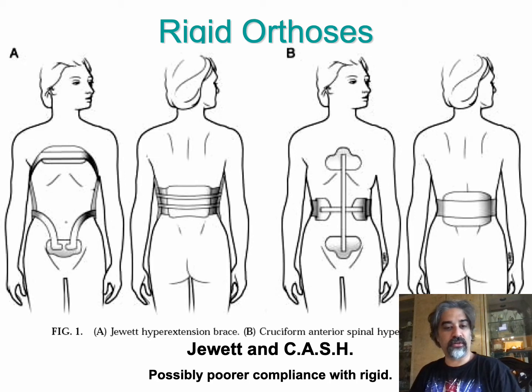So very board relevant, you need to know about the Jewett, which is on the left, and the CASH, which is the cruciform anterior spinal hyperextension brace. So the problem is, I think the CASH is typically used for women who have pendulous breasts because it goes over here. The Jewett could be more uncomfortable for them. So basically your orthotist should be measuring and trying these out on the patient to see which one they prefer. And as you can see, it tries to prevent hyperflexion, but it'll promote extension, but if the patient is pushing through it, it may be very, very uncomfortable.